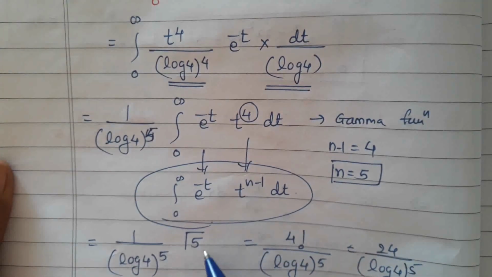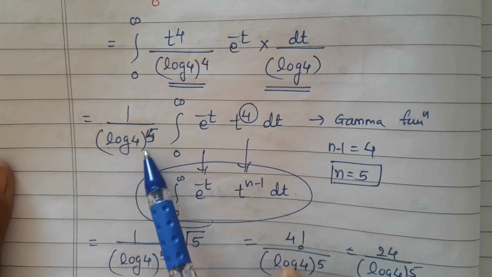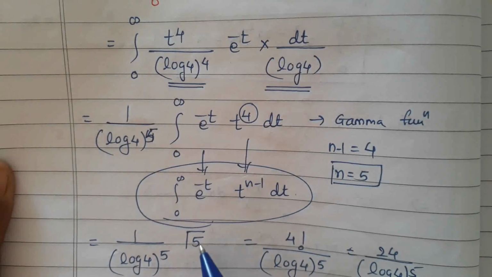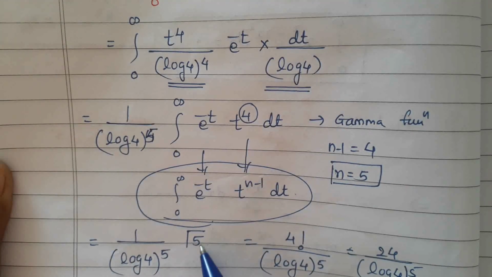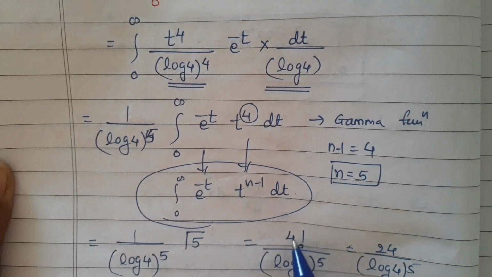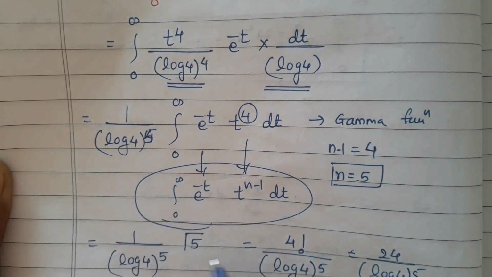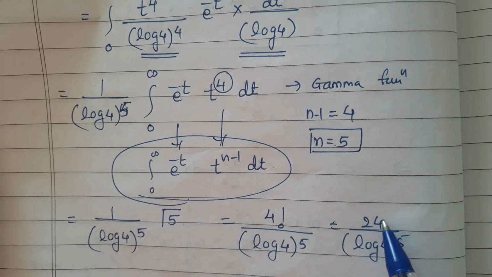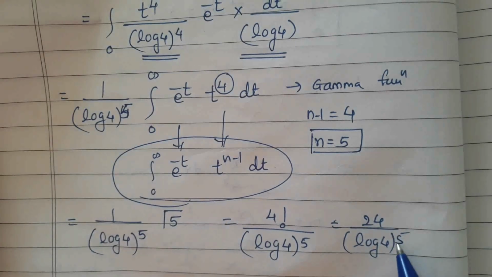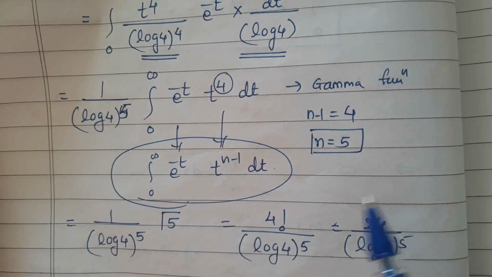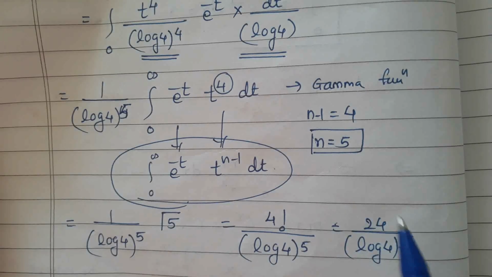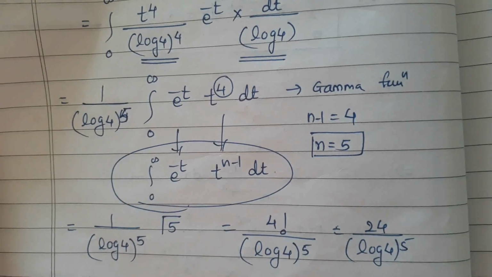gamma 5 upon log of 4 raised to 5. Using the properties of gamma function, value of gamma 5 is 4 factorial. 4 factorial is nothing but 24, so the answer is 24 upon log of 4 raised to 5. So this is the final value of this integral using the gamma function.